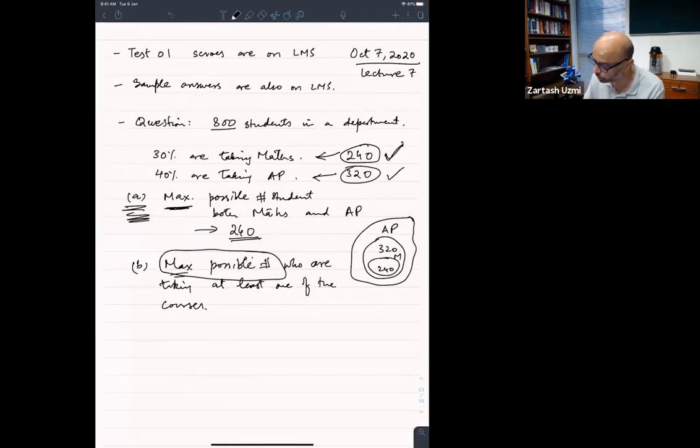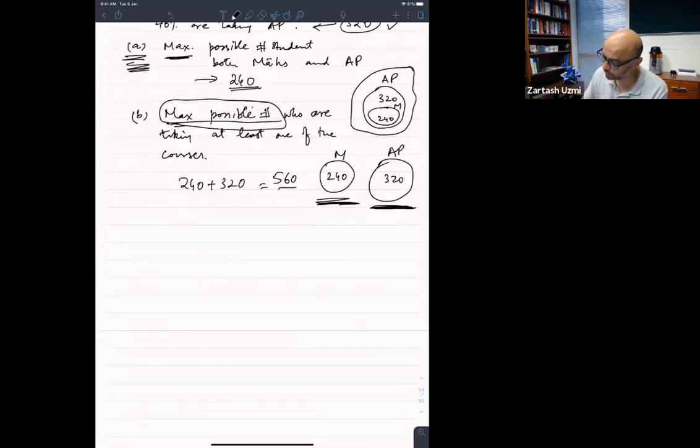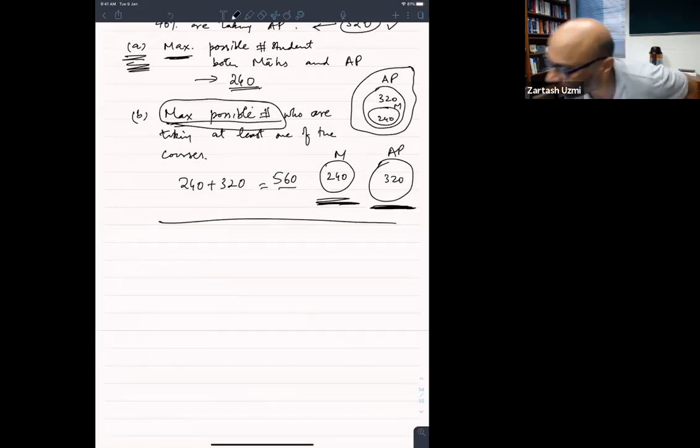To find the max possible answer, I will need to consider a Venn diagram where math students and applied probability students are completely different sets. Then the max possible number of students taking either maths or applied probability is just the sum of these two. So it's 240 plus 320, which comes out to 560. The students who had questions about this can go back and look at the solution as well, but hopefully this explains it.